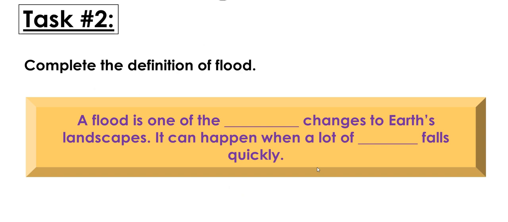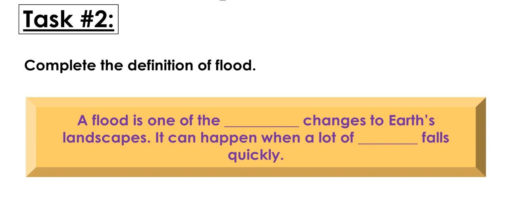For task number 2, complete the definition of flood. 2 words are missing. So I'm going to read this for you. You will complete it on your own, and when you're ready, continue with the lesson. But first, listen up. It says, a flood is one of the changes to Earth's landscapes. It can happen when a lot of falls quickly. Okay, guys, so answer and then continue with the lesson.